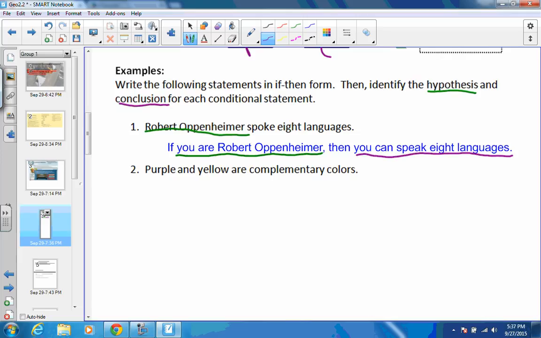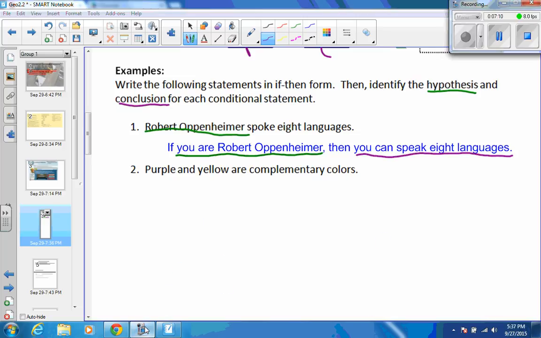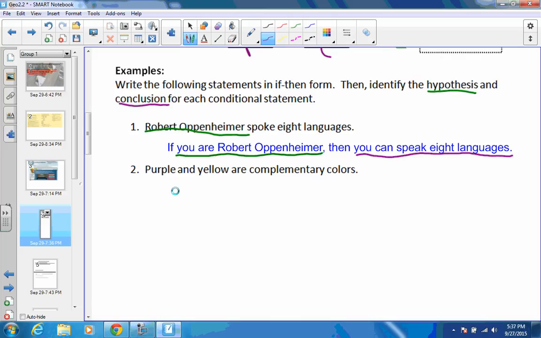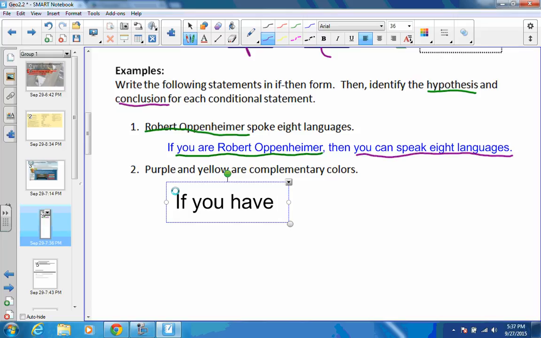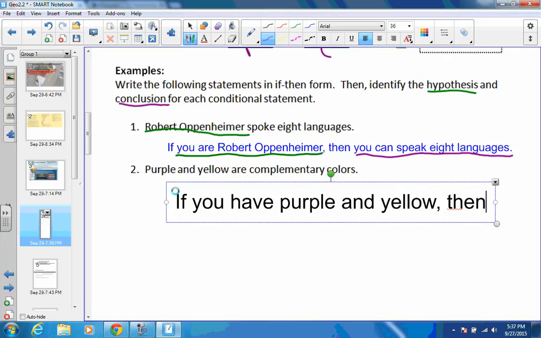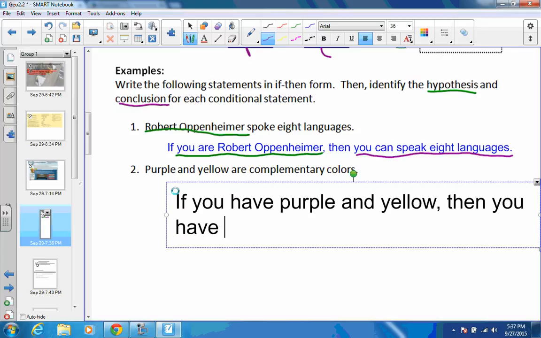Okay, let's try the second one. Purple and yellow are complementary colors. You could look at this a couple different ways, I guess. It just depends on how you write it, as long as the if-then statement makes sense. So, if you have purple and yellow, then you have complementary colors.